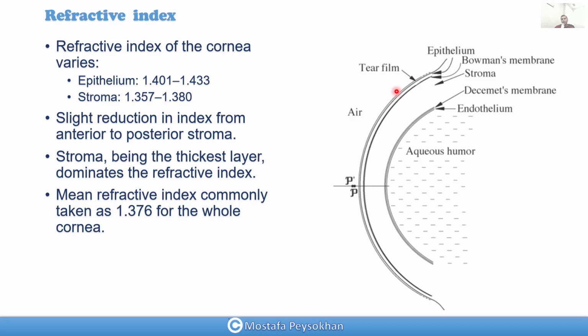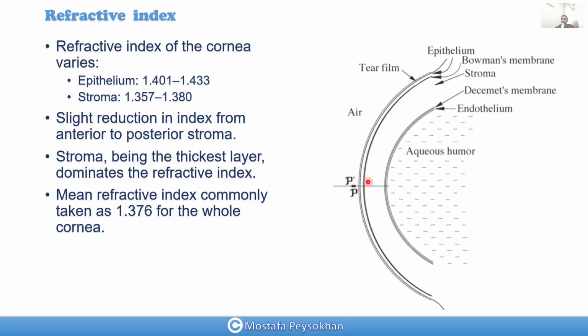But the main layer in the cornea is the stroma. As I mentioned before, it is 90% of the cornea, so a huge part of the cornea is stroma. The refractive index of this part is estimated to be from 1.357 to 1.380. There is a theory that there is a slight reduction of refractive index from the anterior surface. As you remember, this surface is the anterior and this is posterior. In the stroma, they said the refractive index has a little bit of gradient, but it's not very important.